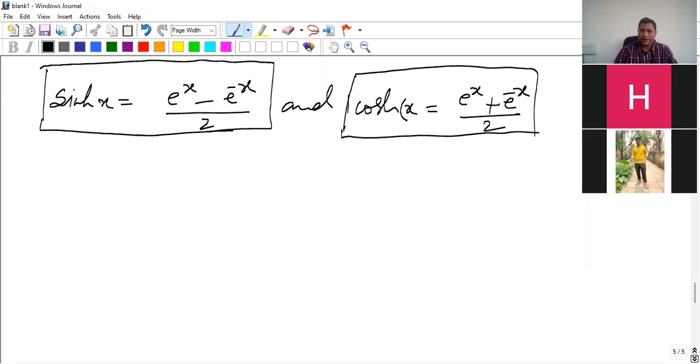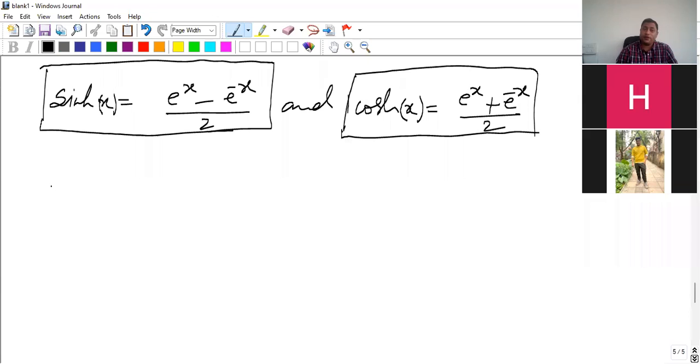Here what we have to take care of is that h is a part of the function and not a part of the angle. If someone writes sinh x, the h goes with the sin, so we have to be careful. H is a part of the function. It is not a part of the angle. That's why we should be careful while writing hyperbolic sine and hyperbolic cosine. So this is the basic definition of hyperbolic sine and hyperbolic cosine.